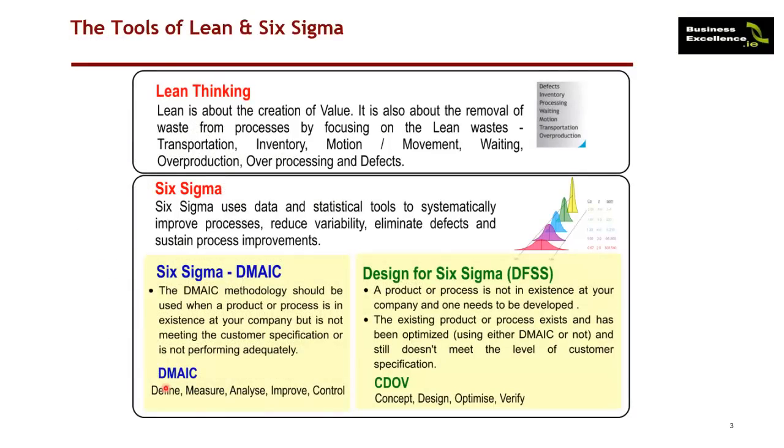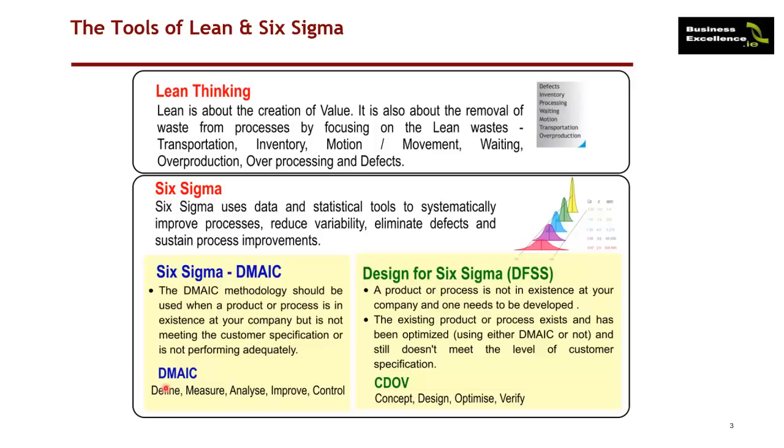As we covered in Module 1, lean thinking is all about the creation of value. Once you've identified the value as defined by the customer, then your focus is on removing waste in any given process. Waste we defined previously as transport, inventory, motion, waiting, overproduction, overprocessing and defects. Now we're going to focus on another methodology to reduce variation and eliminate defects. This methodology is Six Sigma.